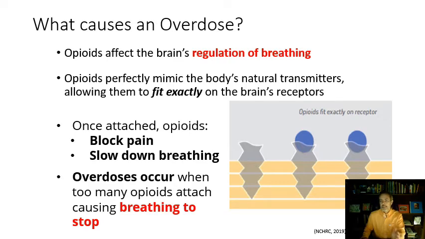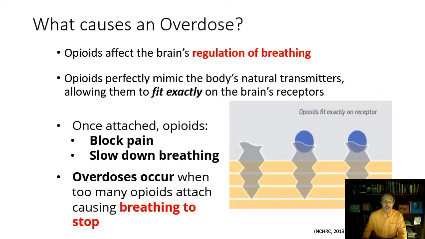When a second one occupied another one, your respiratory rate would drop by two-thirds. And when a third blue circle came in and occupied that last receptor, that's when you would stop breathing. Once attached, opioids block the perception of pain, but do nothing to actually treat what's causing the pain. And they also slow down that respiratory rate. Overdoses occur when too many opioids attach, causing breathing to completely stop.